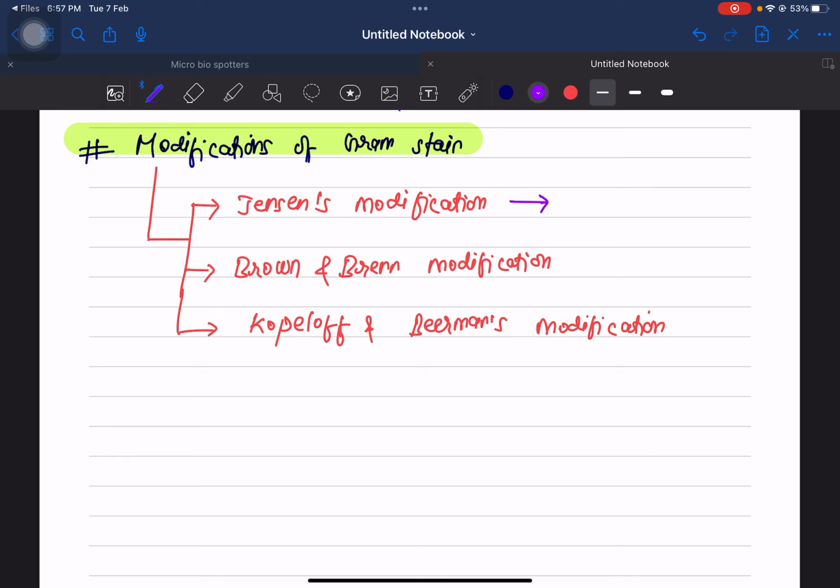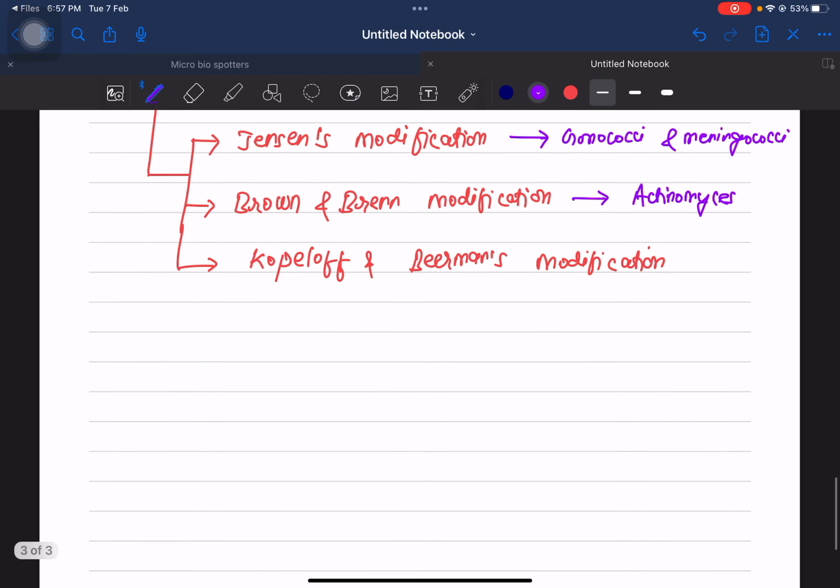In this, the decolorizer used is absolute alcohol and neutral red is used as counterstain, and it is used for gonococci and meningococci. Similarly, Brown and Brenn modification is done for actinomyces, and in Kopeloff and Beerman's modification, the primary stain used is methyl violet and the counterstain used is basic fuchsin. You must know about the use as well. Find it out.